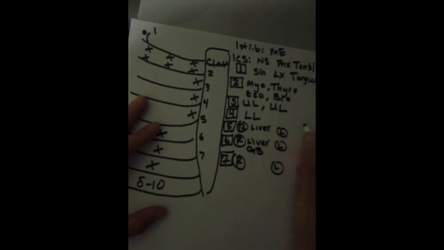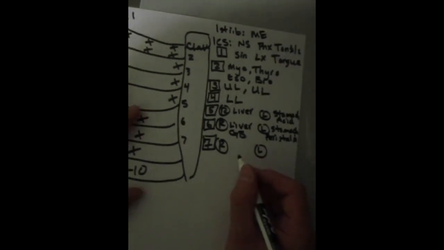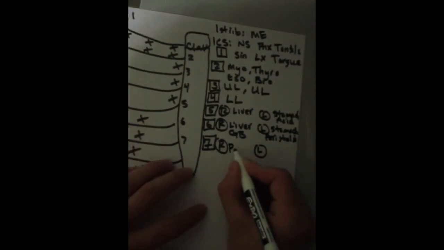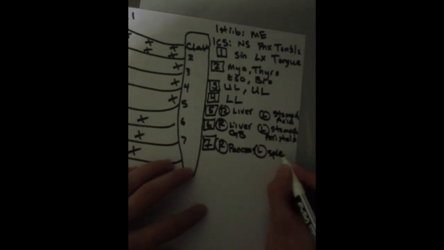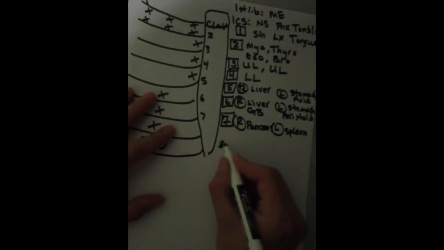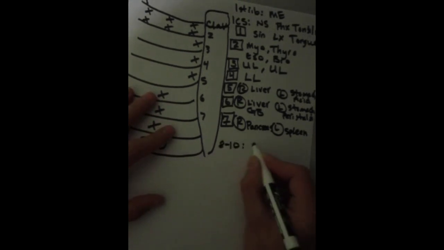In the 5th, left, we've got the stomach, and stomach for the 6th as well. In the 5th, it's the acid portion of the stomach. 6 is going to be peristalsis. Now we move down to the 7th intercostal space. On the right, we've got a pancreas. Left, spleen. Now 8 through 10, it's all going to encompass the small intestine.